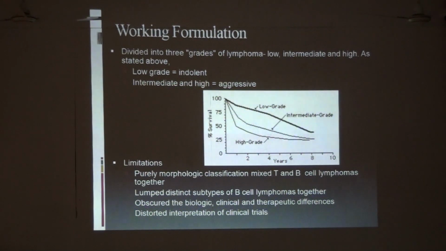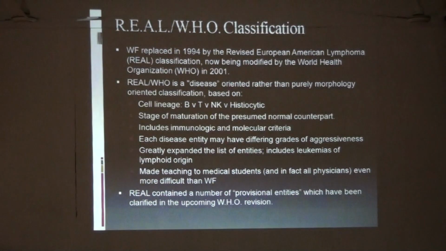However, it has many limitations. So this was replaced by the REAL classification in 1994, which was again replaced by the WHO classification, which exists right now, from 2001. Some of the faults of the REAL classification were corrected by the WHO classification in 2001, mainly due to the importance of the cell of origin, whether it is B cell origin or T cell origin, along with cytogenetics and molecular morphology, along with immunohistochemistry, which helps in the treatment of the patient.